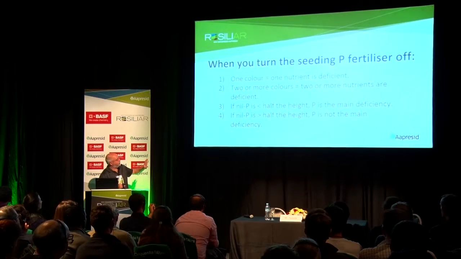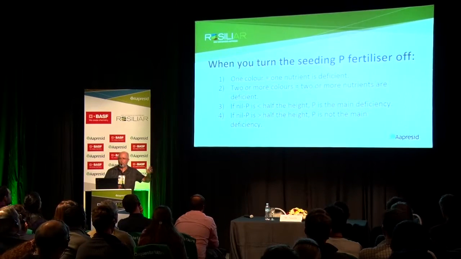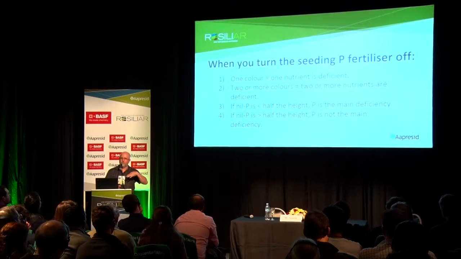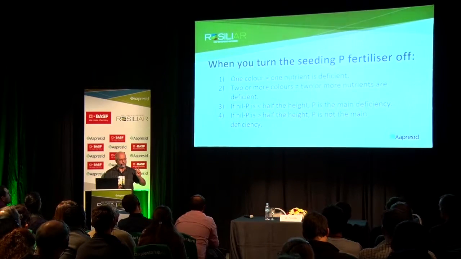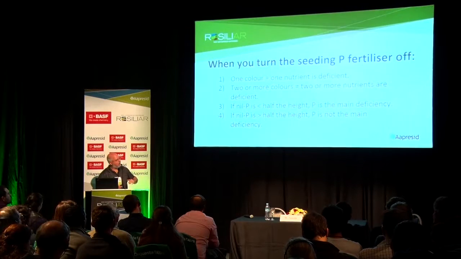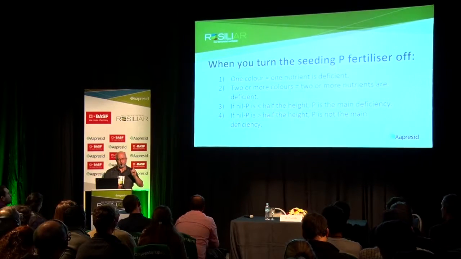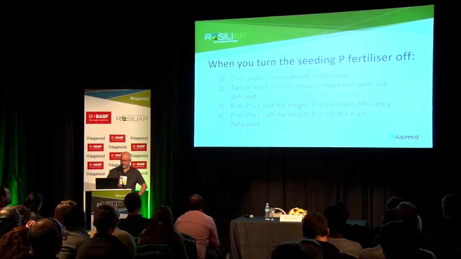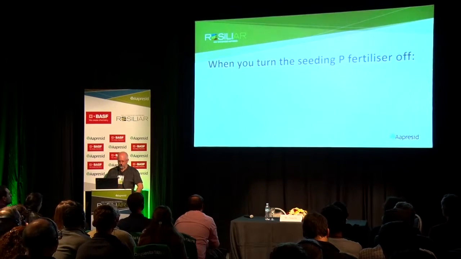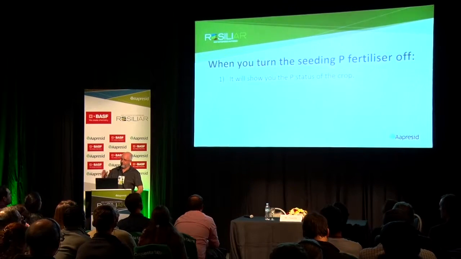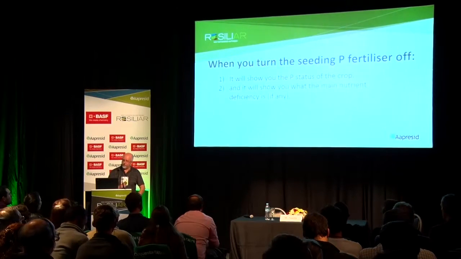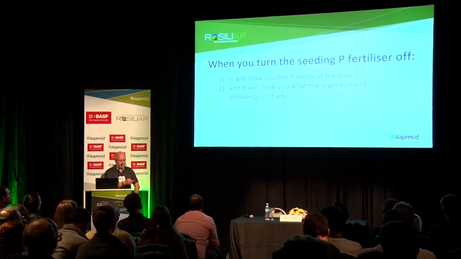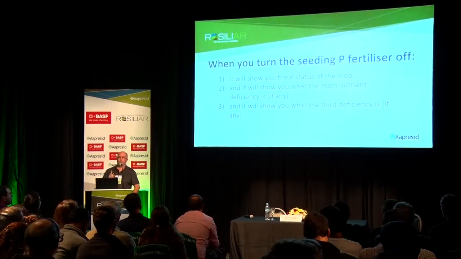So remember those rules. Where there's no fertiliser, one colour, one problem. Multicoloured, two or more things are wrong. If it's less than half the height, phosphate deficiency is the number one problem. If it's more than half the height, something else is more important. So when you turn the fertiliser off, it's going to show you how much phosphate you needed in the crop, but it's also going to show you what the next problem is. And usually it will show you what the third thing is wrong.